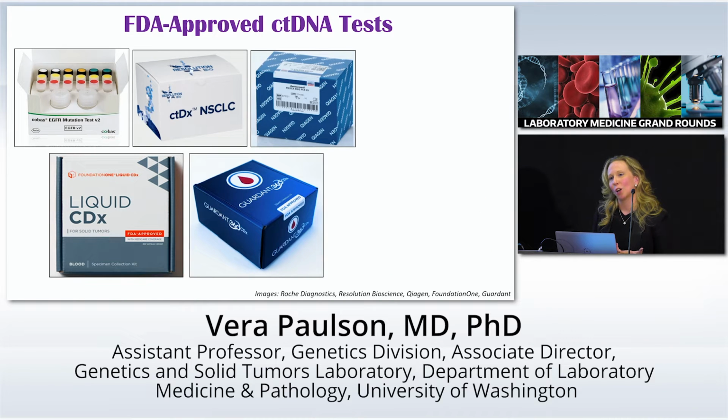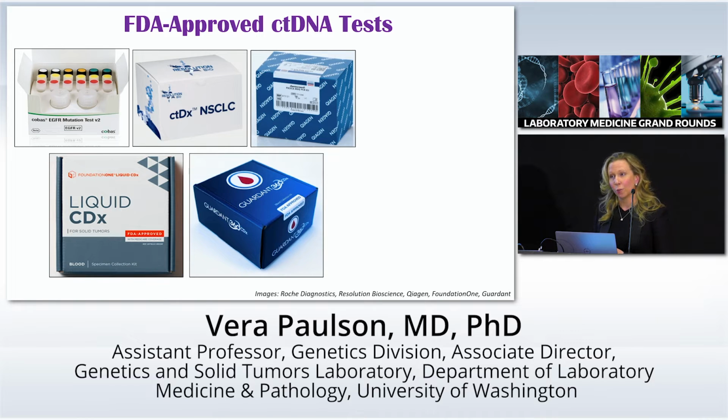That's not to say it's all bad. There's actually a number of somatic cell-free DNA assays that are in use and approved by the FDA. The ones pictured here are all intended for patients who are known to have cancer. You've got COBAS for EGFR in lung cancers. This one from Resolution Biosciences was actually granted breakthrough status in the last couple of weeks for non-small cell lung cancers, particularly for looking for KRAS G12C mutations.